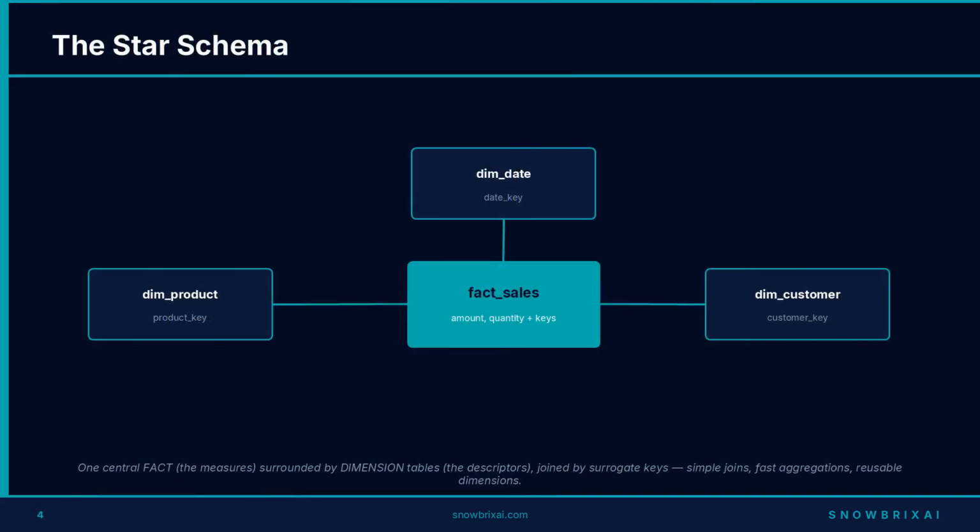Take a look at this shape. It is called a star schema, and once you see it, you cannot unsee it. In the center sits one fact table, the events and the measures. Around it sit the dimension tables, the descriptors. Our fact sales joins out to dim date, dim product, and dim customer by surrogate keys. That is it. That is the whole design. The payoff is huge, simple joins, fast aggregations, and dimensions you reuse across every dashboard you ever build. Next, let me make facts and dimensions dead simple.